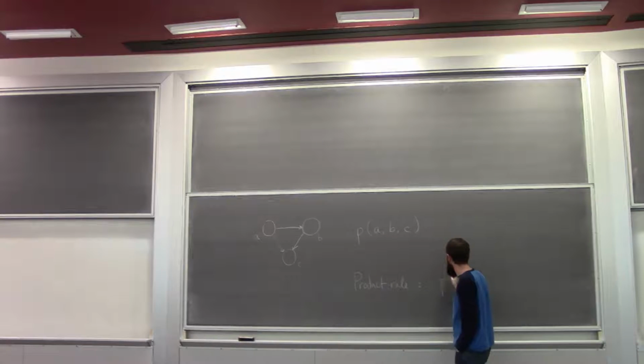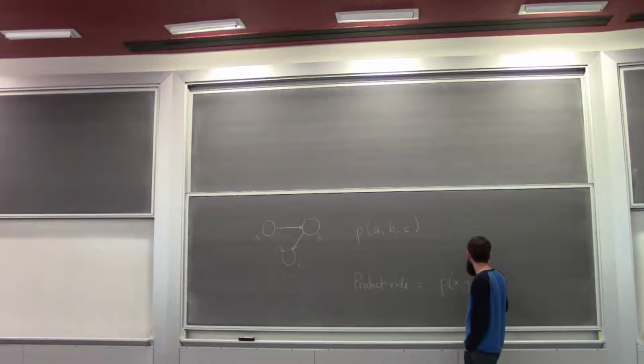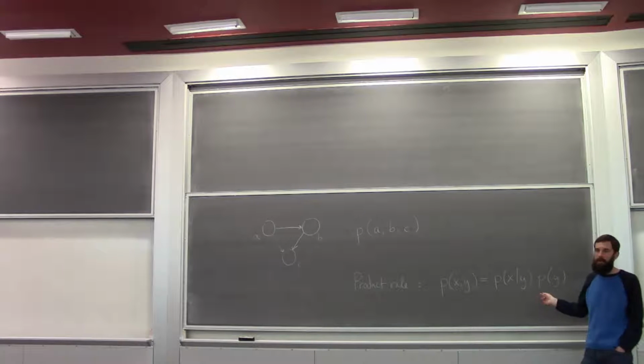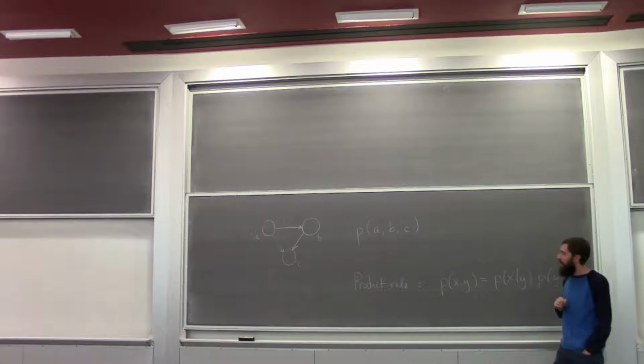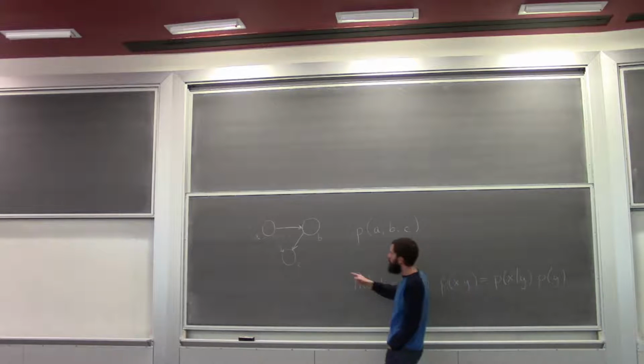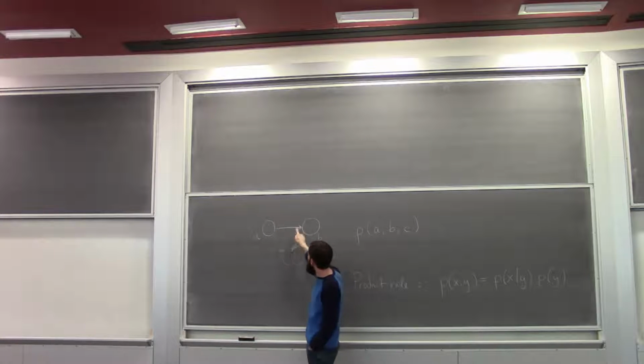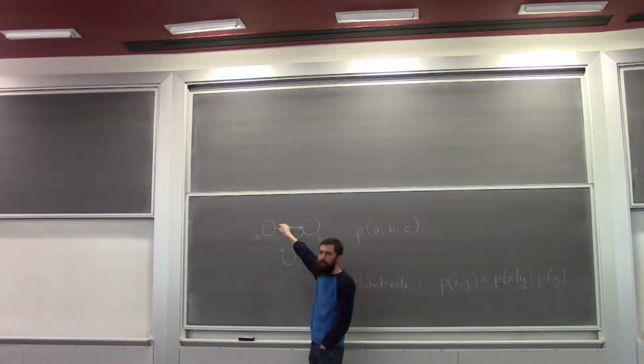Remember, the product rule is just that any joint distribution P of x, y can be written as P of x given y times P of y. This is always the case. This product will hold no matter what your joint distribution is. And notice the edges are directed arrows, so this is a directed graph. The directed arrow basically says that I'm going to factor this so that each node is conditioned on its parents. The arrows going into a node are its parents. So A and B are parents of C.